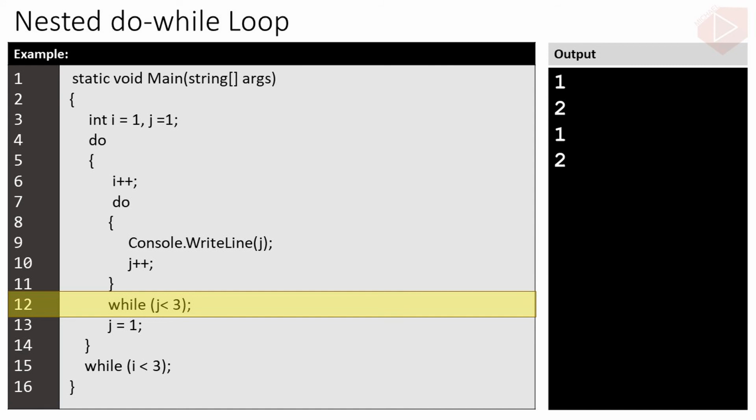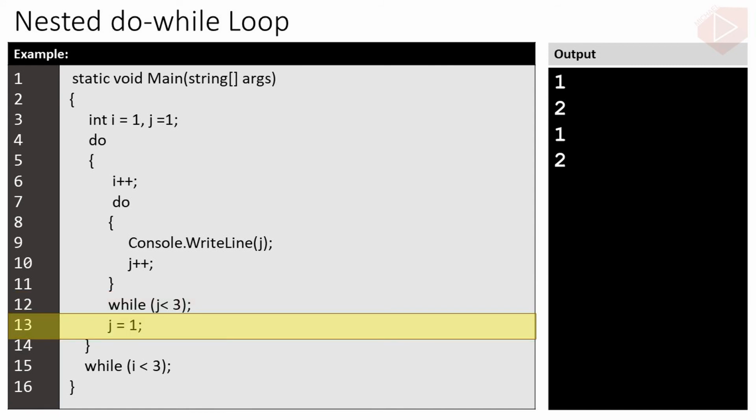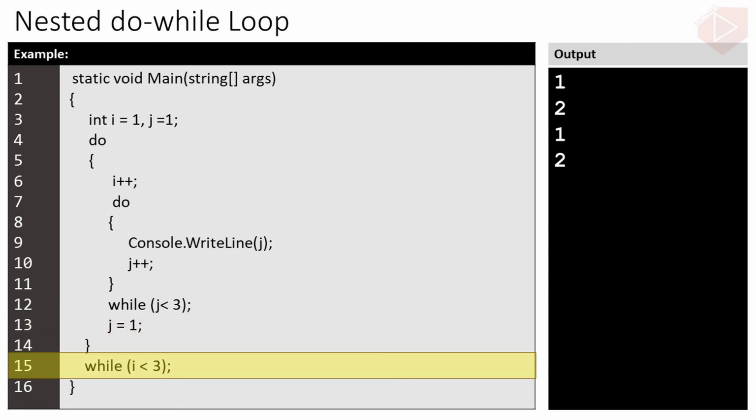After reading the inner loop, the next statement is to set the variable j again to 1. Then go back again to the condition of the outer loop. Ask if I, which is now equal to 3, is less than 3. The return value is false. This will exit the loop. So that's how the nested do-while loop works.